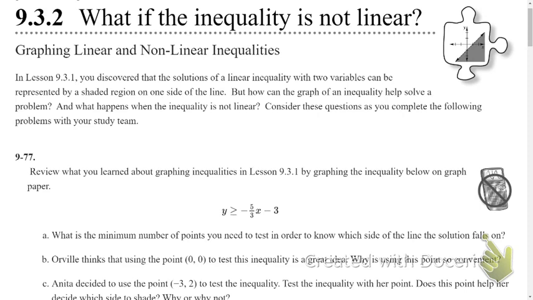It says, in lesson 9.3.1, you discovered that the solutions of a linear inequality with two variables can be represented by a shaded region on one side of the line. But how can the graph of an inequality help solve a problem? And what happens when the inequality is not linear? Consider these questions as you complete the following problems with your study team.